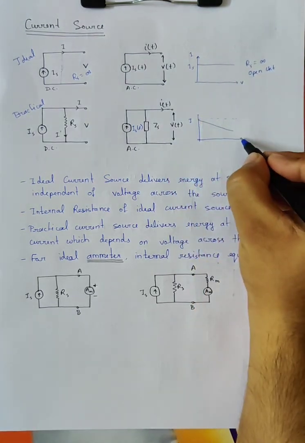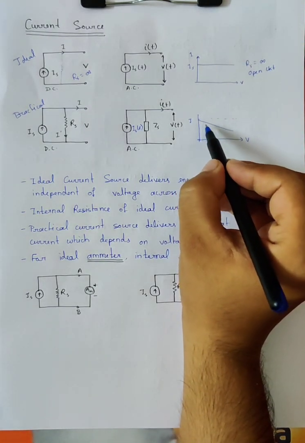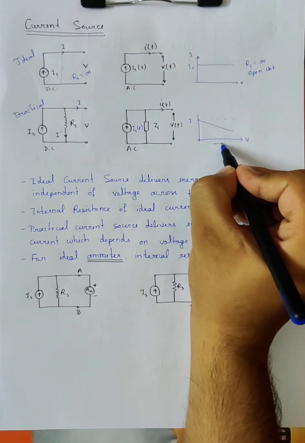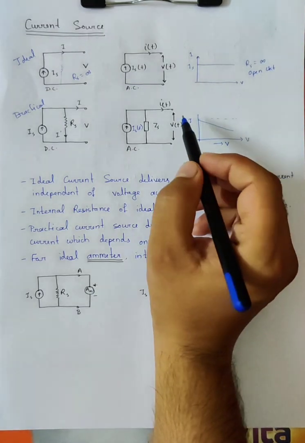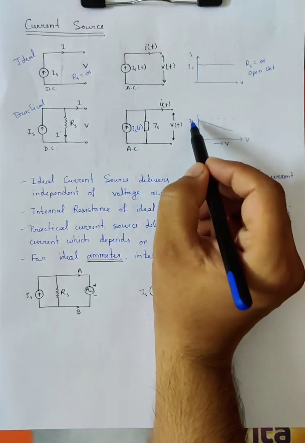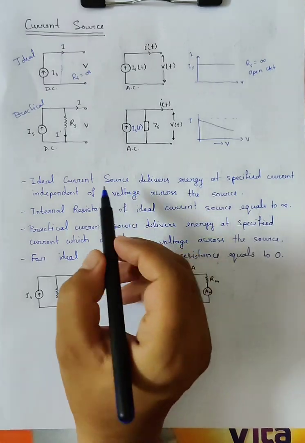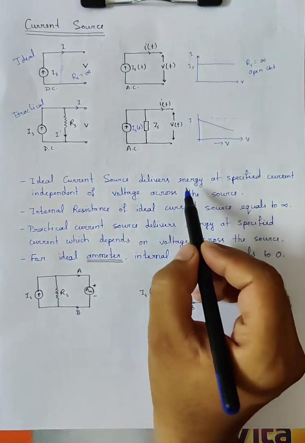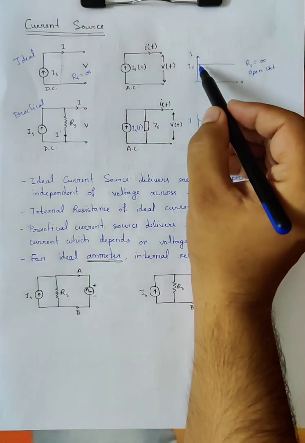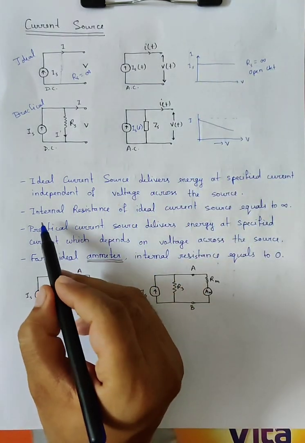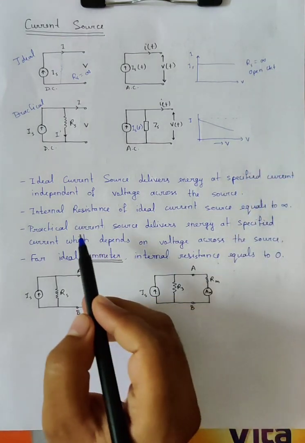This is I, V. The current is decreasing with an increase in value of voltage. This is the current supplied to the load, which is decreasing with an increase in voltage V. So the ideal current source delivers energy at a specified current independent of voltage across the source, which is constant. Internal resistance of ideal current source equals infinity. R is equal to infinity.